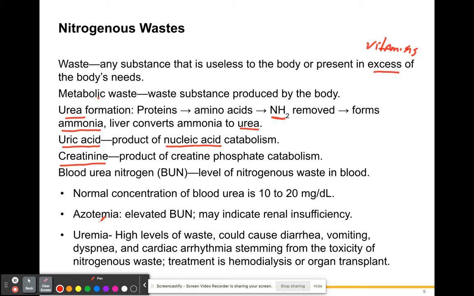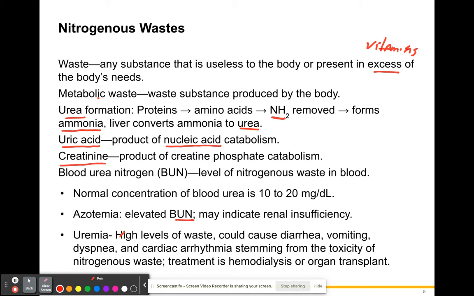Okay, azotemia is a condition where these BUN levels are elevated, and that could indicate renal insufficiency. So if your doctor feels that you might have some type of kidney failure, they are going to look at your BUN level. They're going to look at your blood urea nitrogen level, and if that is high, then that could be an indication that your kidneys are not working as well as they possibly could.